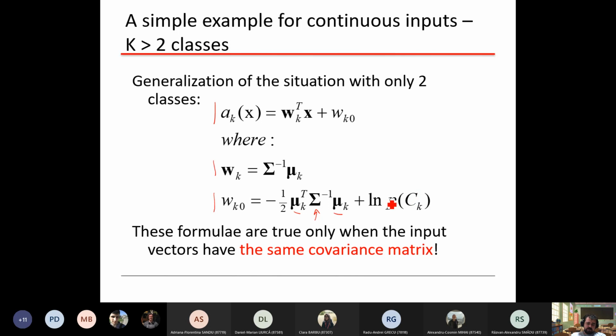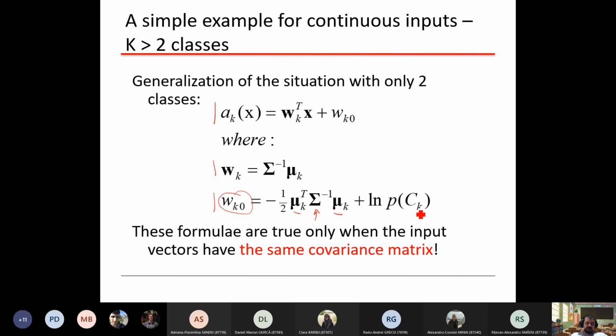You can see that the bias when there are only two classes is simply the difference between the biases from class 1 and class 2, because one was a term with minus and the other a term with plus, because when you put minus in front it will become plus, and then it's the logarithm.